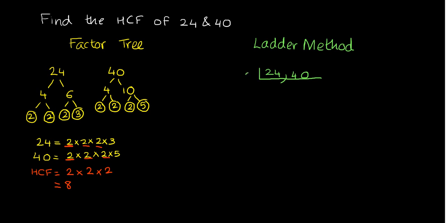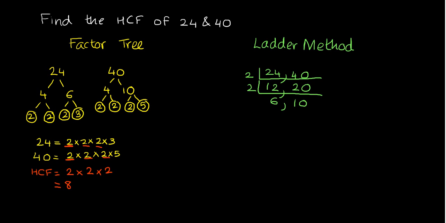Well, 2 goes into both of them, so I'm going to divide both of them by 2, and that's going to become 12 and 20. I'm going to divide 12 and 20 by 2. I have to divide both of them at the same time, so again I'm going to use 2, and that's going to give me 6 and 10.